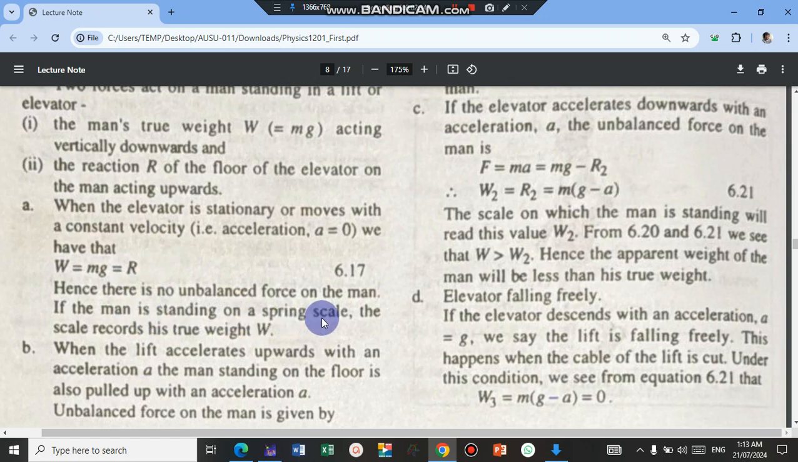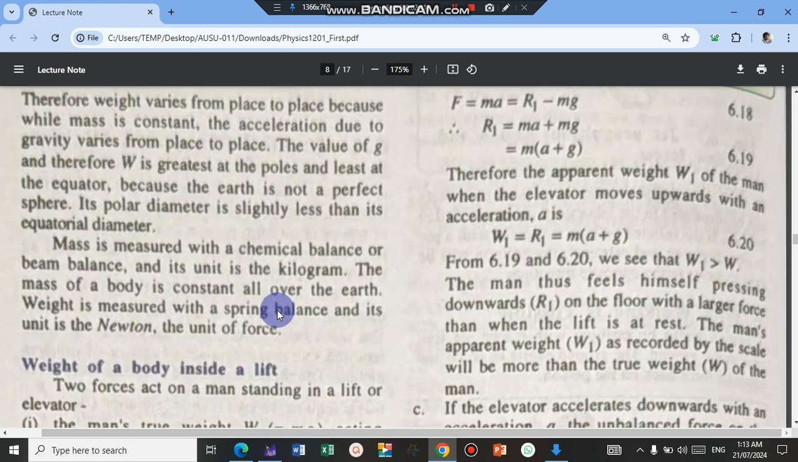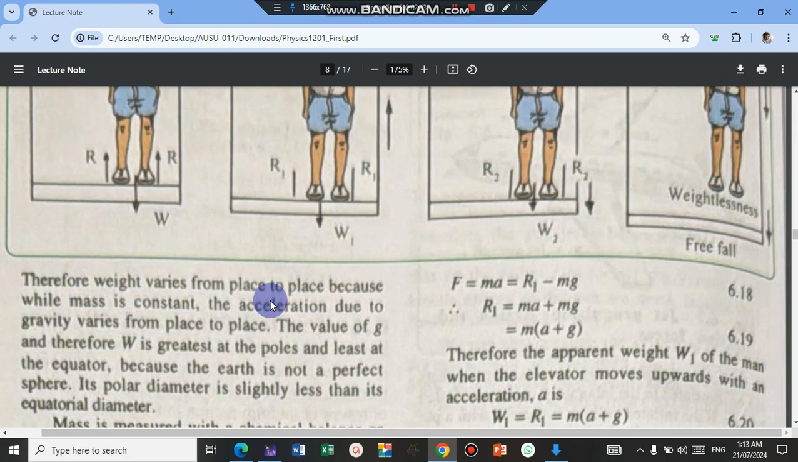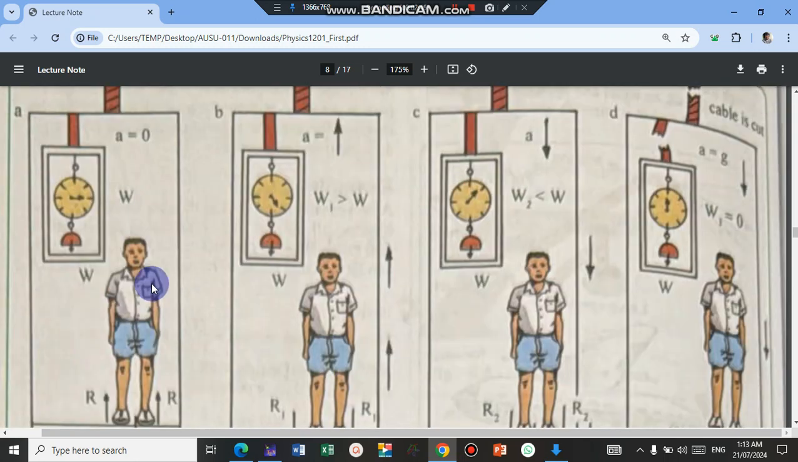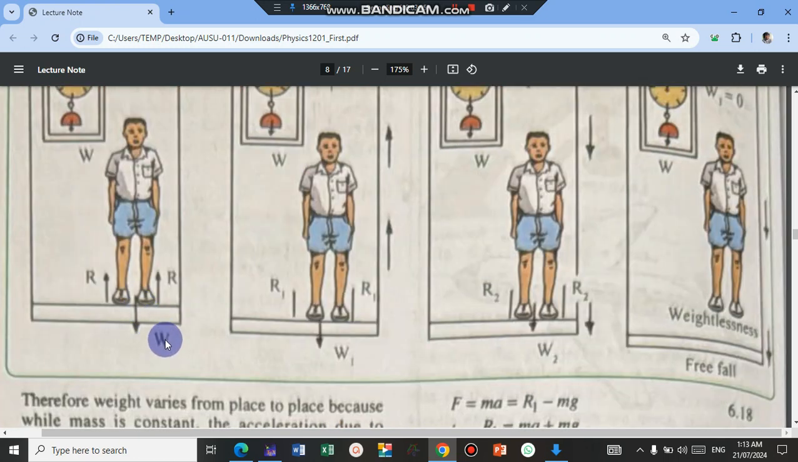If the man is standing on a spring scale, the scale records his true weight. Now, the scale will record your true weight in this scenario when the elevator is stationary or moves with uniform velocity. Here, diagram A explains that a is 0 because the elevator is stationary or it moves with constant velocity. And then the scale here records your true weight. The weight on the scale is the same weight that we have here.